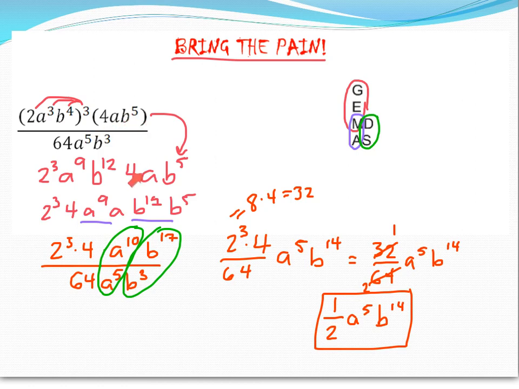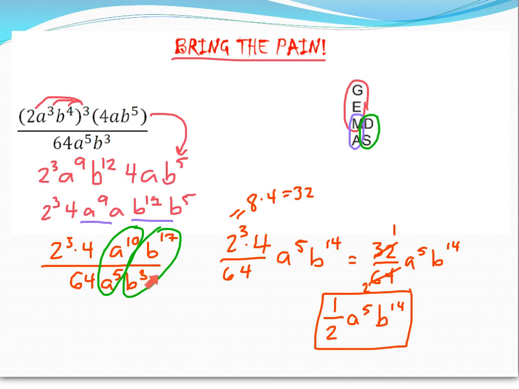Okay, then I brought this one down here, 4ab to the 5th. There was no power outside, so that's fine. Then I rewrote things all together, grouped my a's together, my b's together. Now what am I doing? A to the 9th times a, that's multiplication. That means I'm going to add my exponents. So I added 9 and 1 to give me 10, 12 and 5 to give me 17. I'm leaving the numbers for the end, but I still have these numbers here.